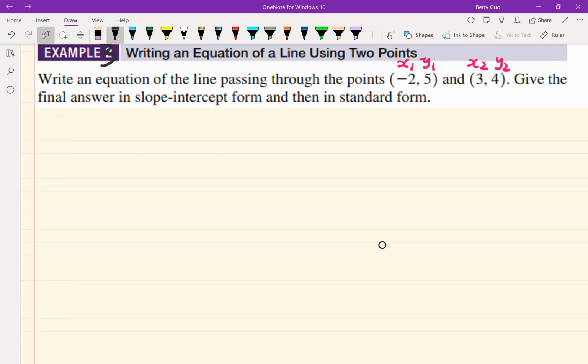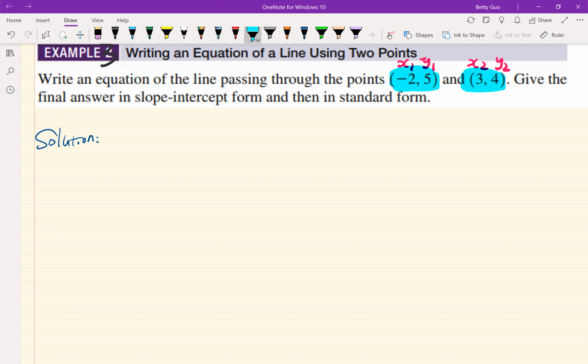So here we have 2 given points. One is (-2, 5). The other is (3, 4). We know 2 different points determine a straight line. 2 different points are enough for us to find the equation, right? But we don't really have a point-to-point form. We have a point-slope form. We have slope-intercept form.